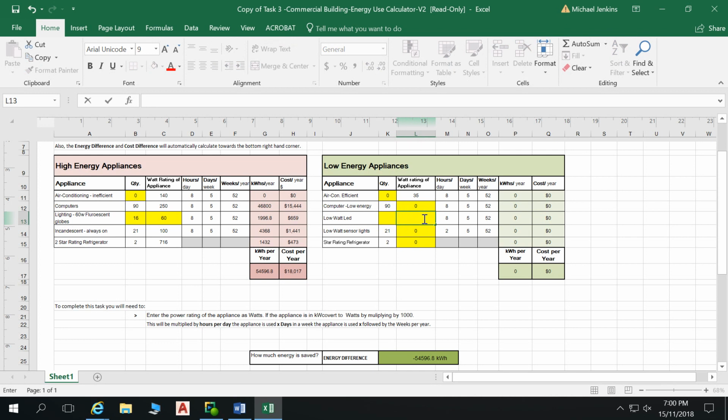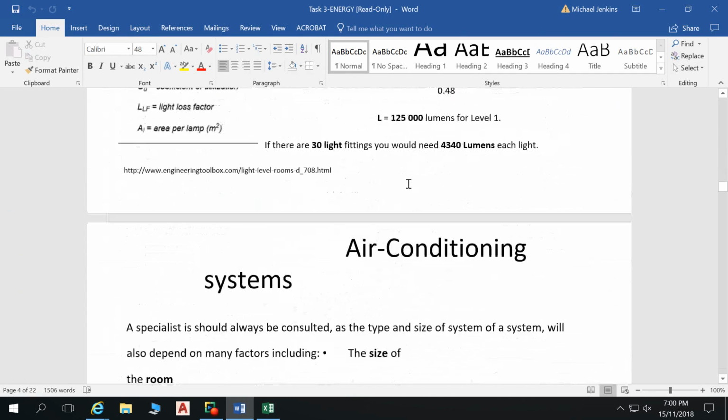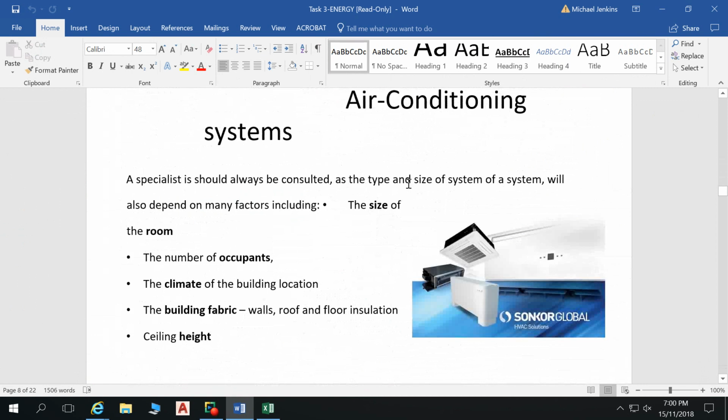So we'll find some light fittings, and then some efficient light fittings. Work out how many you need by how many lumens they produce per lamp, and then how many watts, and put that in here. So that's for the lighting.